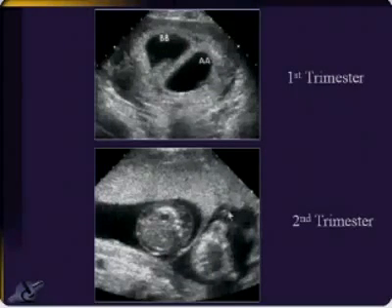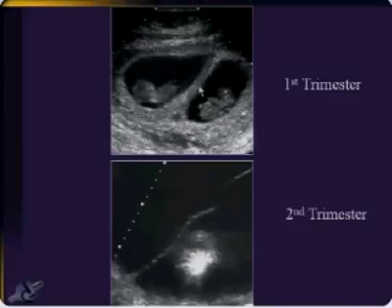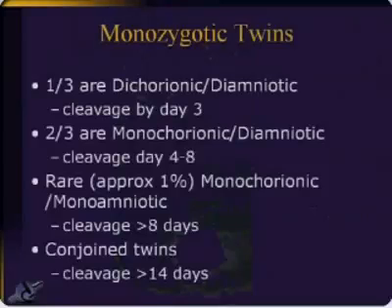That's easy. But I'm here to tell you it isn't always that easy. Because look at this one. Clearly dichorionic by the 1st trimester, but that's pretty thin looking in the 2nd trimester. So the later you get in pregnancy, the harder that determination is to make, and that's something you really want to do in the 1st trimester. We're actually required by our guidelines to make that determination.